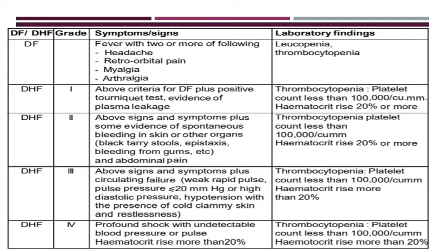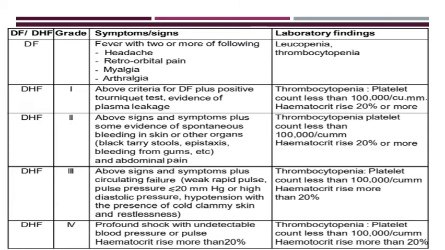In dengue fever, we have fever with 2 or more of the following, which includes headache, retroorbital pain, myalgias, and arthralgias. In dengue hemorrhagic fever grade 1, we have all the above features, plus a positive tourniquet test, which is an evidence of plasma leakage. In dengue hemorrhagic fever grade 2, again we have all the above signs and symptoms, plus an evidence of spontaneous bleeding in skin or other organs, which may include black tarry stools, epistaxis, bleeding from gums, etc. And we have abdominal pain as well.